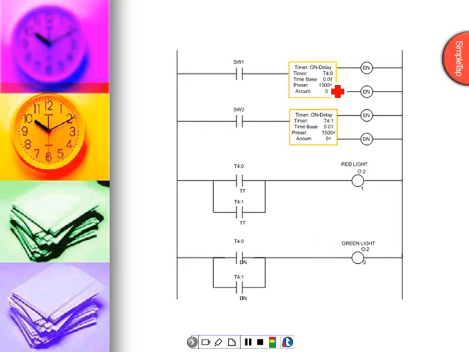And then the last thing we have to put in there is the preset, which is what we multiply the time base times. So questions on timers.